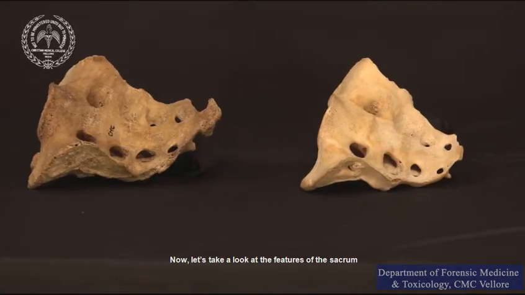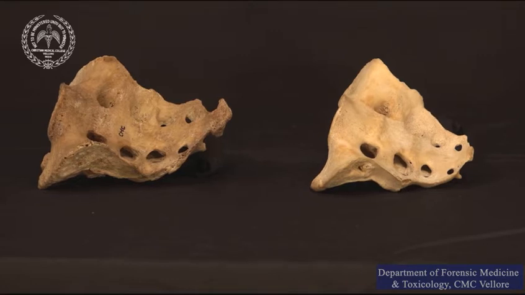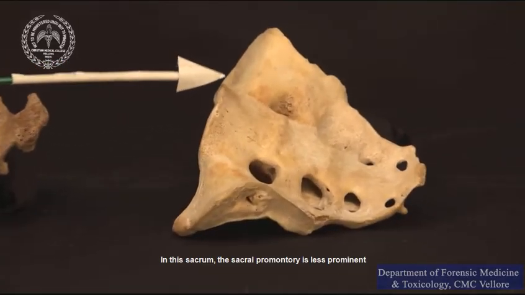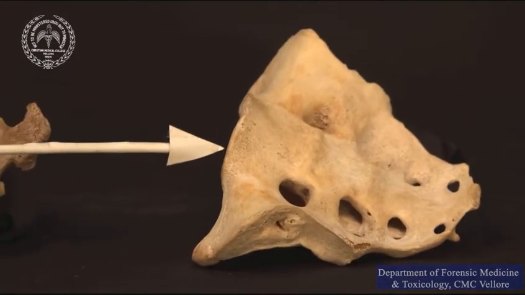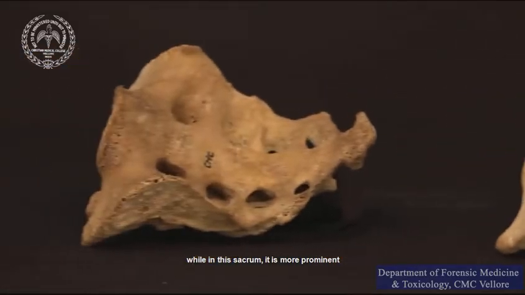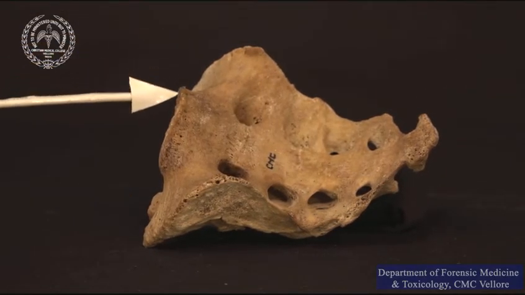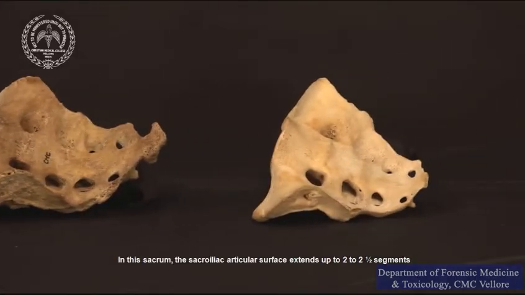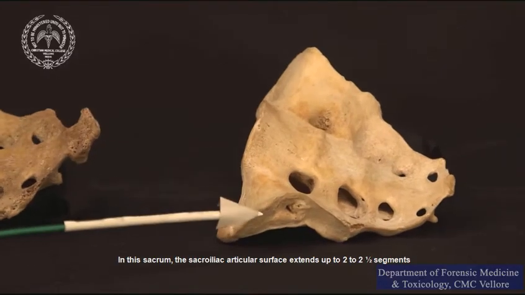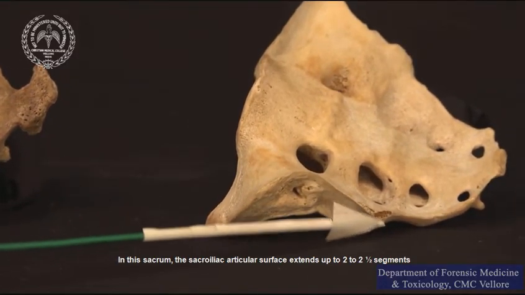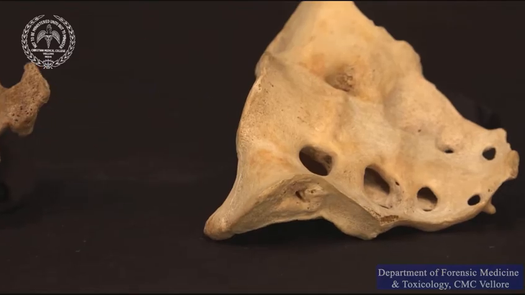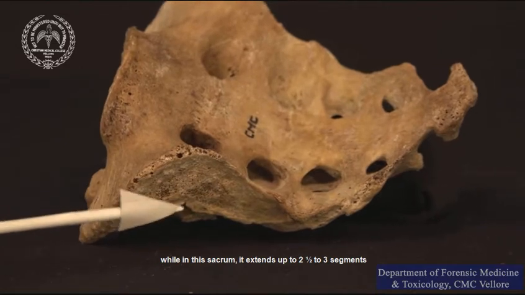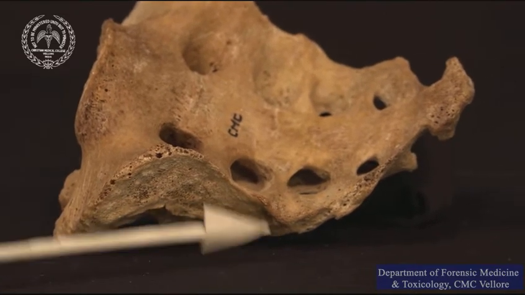Now, let's take a look at the features of the sacrum. In this sacrum, the sacral promontory is less prominent, while in this sacrum, it is more prominent. In this sacrum, the sacroiliac articular surface extends up to 2 to 2.5 segments, while in this sacrum, it extends up to 2.5 to 3 segments.